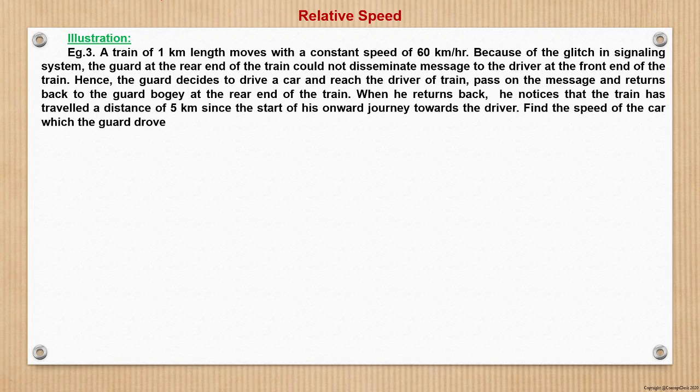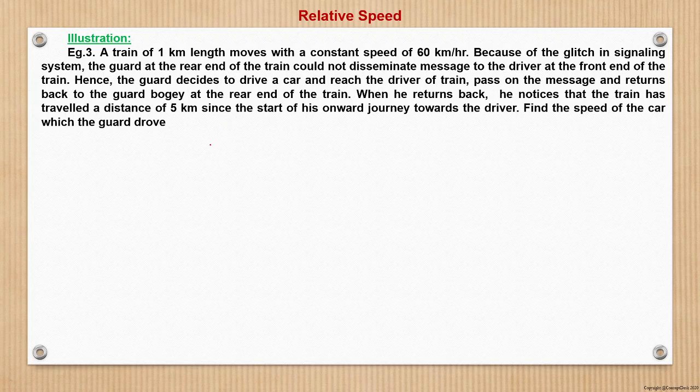Now we will move to question number 3. It says that a train of 1 kilometer length moves with a constant speed of 60 km per hour. Because of a glitch in the signaling system, the guard at the rear end of the train could not disseminate messages to the driver at the front end of the train. Hence, the guard decides to drive a car and reach the driver of the train, pass on the message, and return back to the guard bogie at the rear end of the train. When he returns back, he notices that the train has traveled a distance of 5 km since the start of his onward journey towards the driver. Find the speed of the car which the guard drove.